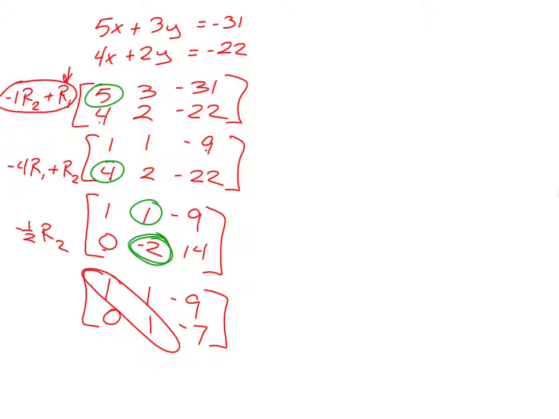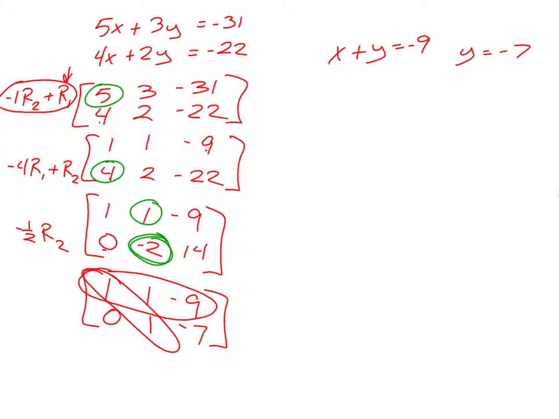Alright, so here's what we do. Once I get it in row echelon form, I'm going to write it back in the original form. So I have x, y, and -9. So I'm going to have x plus y equals -9. And that's what I get out of that top row. What do I get out of the bottom row? Y equals -7. So I get y equals -7.